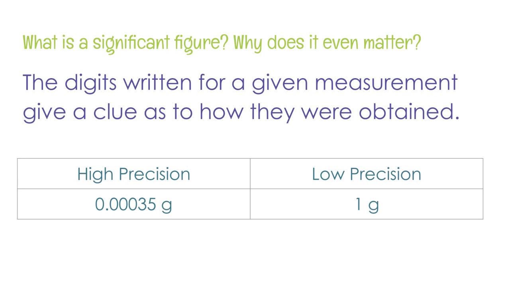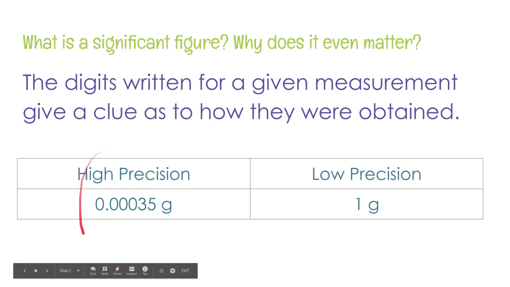So the number of digits that we're given is essentially going to give us a clue as to how they were obtained. So this scale has an ability to go out 5 decimal places and could have given us 1, 2, 3, 4, 5 significant figures, where this one is just giving us 1. So this is a high quality instrument, a high precision instrument. This is a very low quality, low precision instrument.